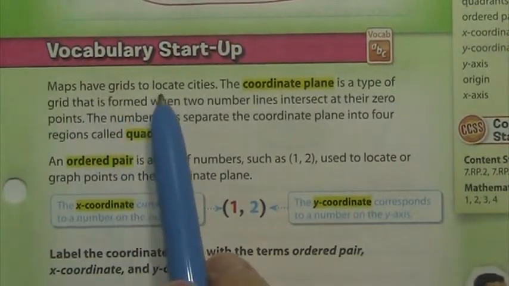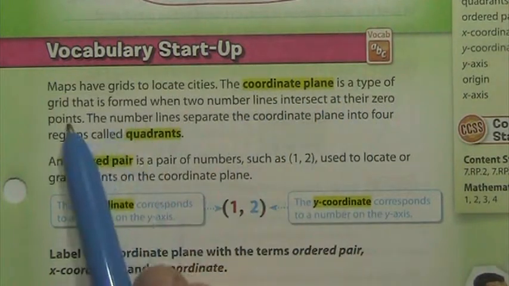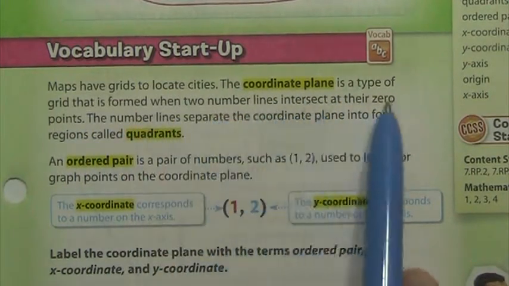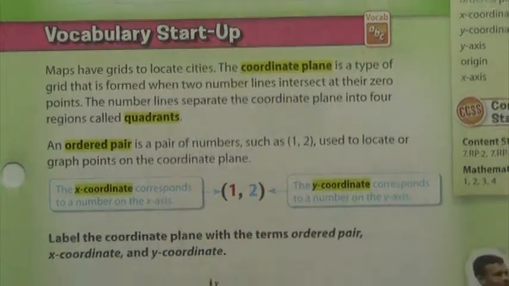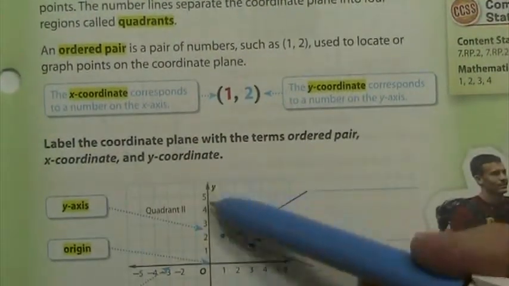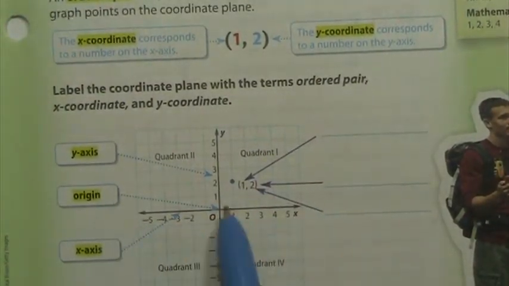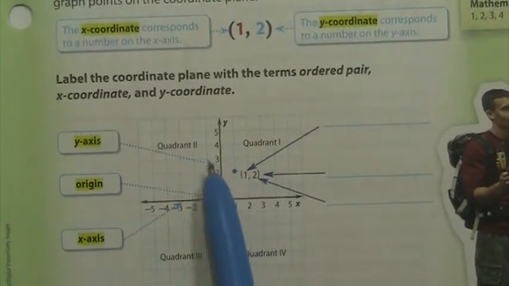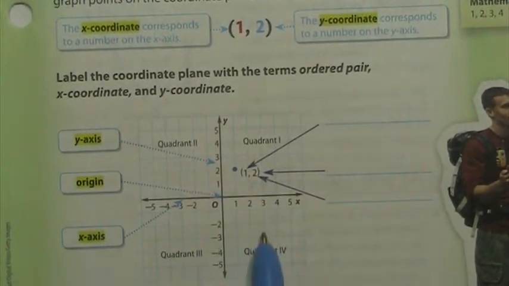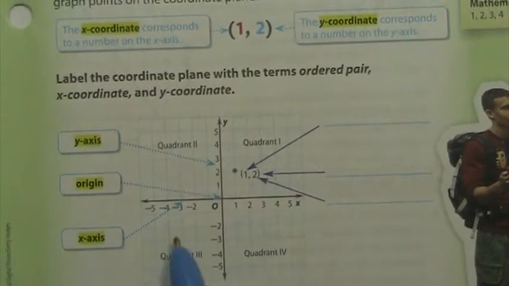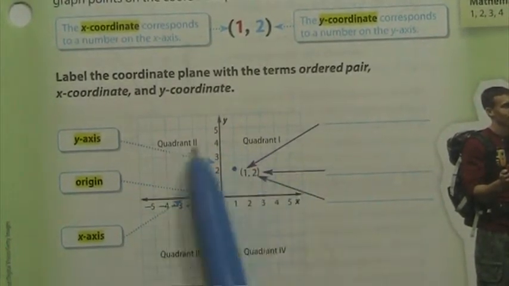Okay, maps have grids to locate cities. The coordinate plane is a type of grid that is formed when two number lines intersect at their 0 points. So you can see right here, this is like a grid. This is a coordinate plane. And notice that it's also divided up into quadrants. Quadrant 1, 2, 3, and 4. It's weird how it goes backwards. You think it would go the other direction, but it doesn't. This is quadrant 1, 2, 3, 4.